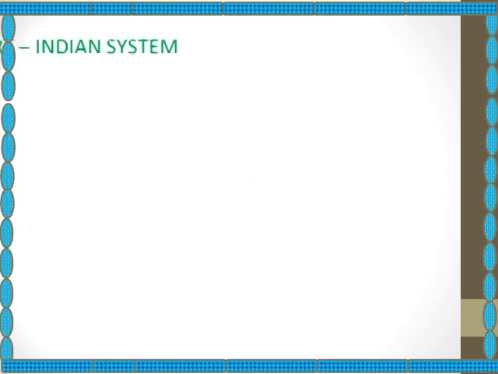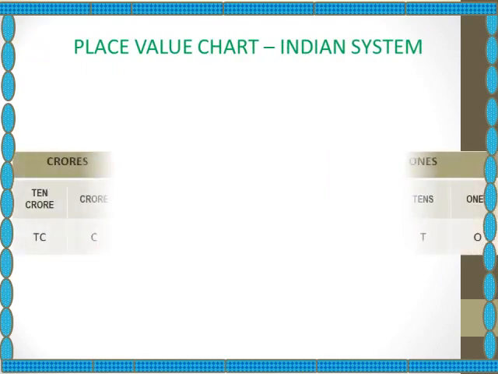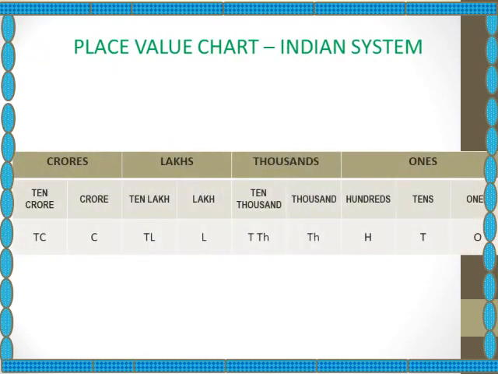Okay, next we will go on to the place value chart in the Indian system. This system helps us to read large numbers. Now you tell me what places you know in the place value chart. Ones, tens, hundreds, thousand, 10,000, lakh, 10 lakh, crore, 10 crore. You wanted me to repeat again? Ones, tens, hundreds, thousand, 10,000, lakh, 10 lakh, crore, 10 crore. These are the places in the place value chart.